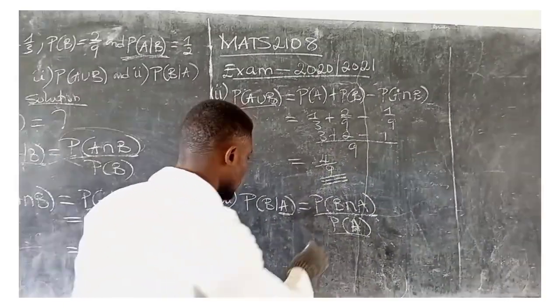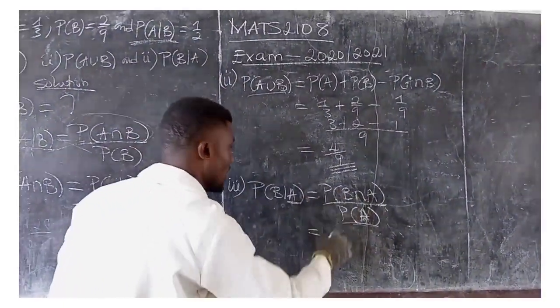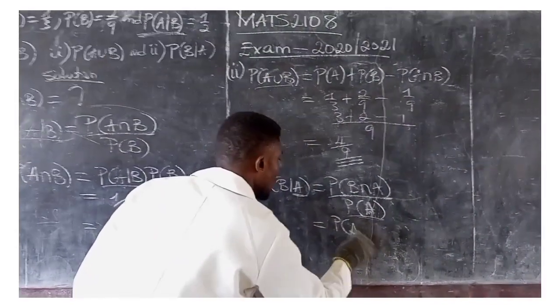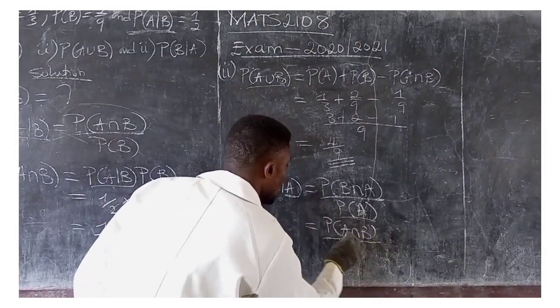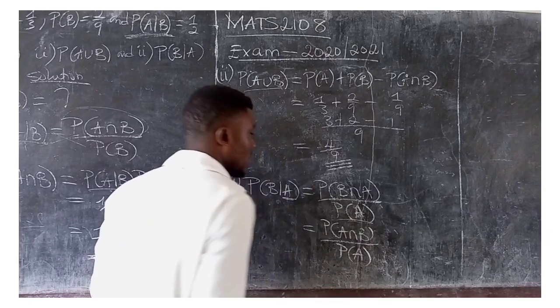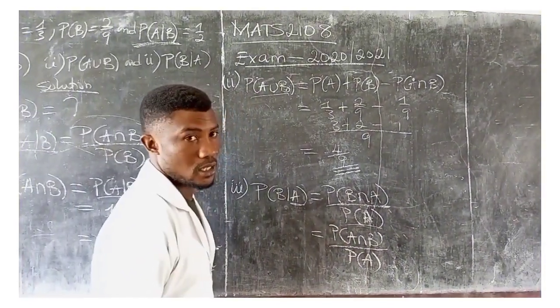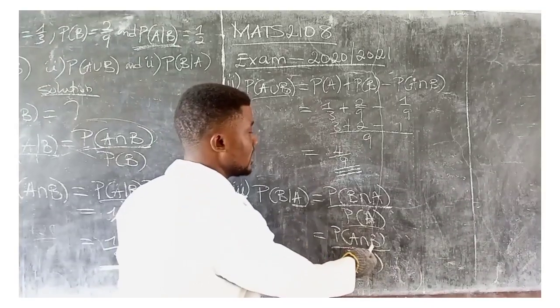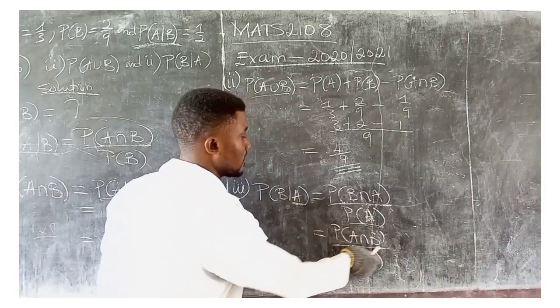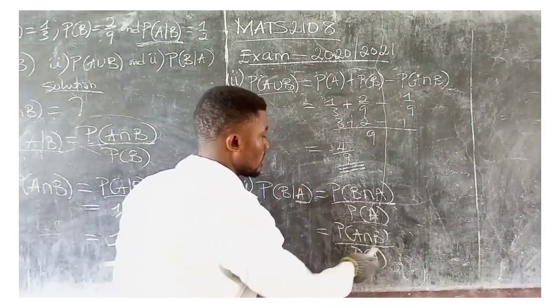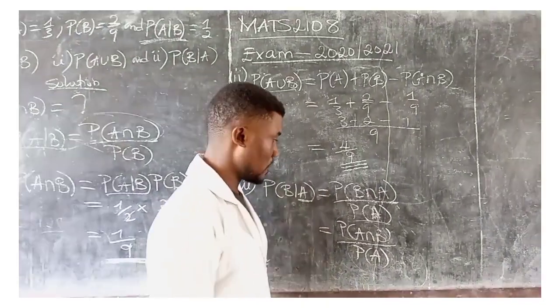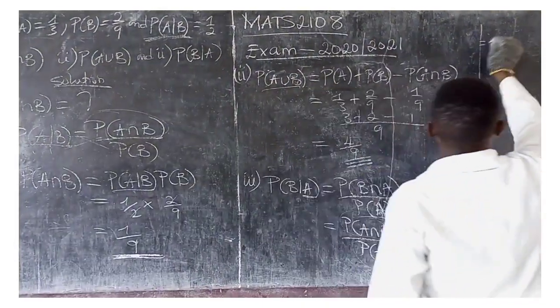So, simplifying this is the same thing as what? The probability of A intersection B divided by the probability of A. I'm switching their positions because they mean the same thing. I'm doing so that we can easily see that we already had the result of this, and this one was equally given. So we just substitute and have the expected result.